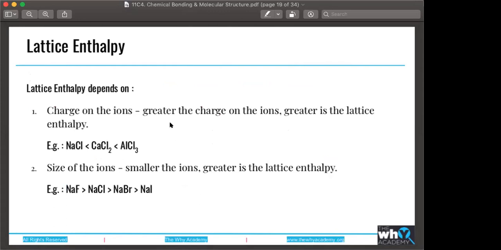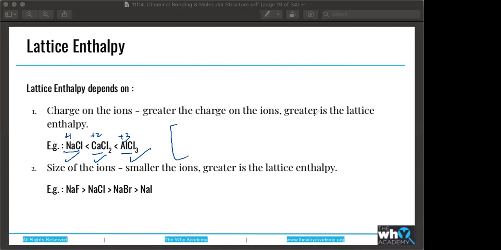Lattice enthalpy itself depends on factors; it's not completely out of the blue. Qualitatively, you can predict how the lattice enthalpy is going to be. One, it depends on the charge on the ions. The greater the charge on the ions, the greater the lattice enthalpy. So more charge means more lattice enthalpy. If you compare NaCl, CaCl2 and AlCl3, Na has a +1 charge, Ca has a +2 charge, Al has a +3 charge. So AlCl3 will have maximum lattice enthalpy, followed by CaCl2, followed by NaCl.